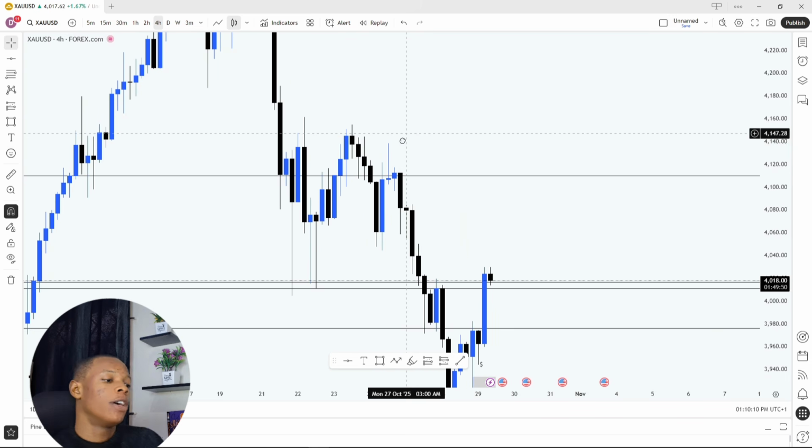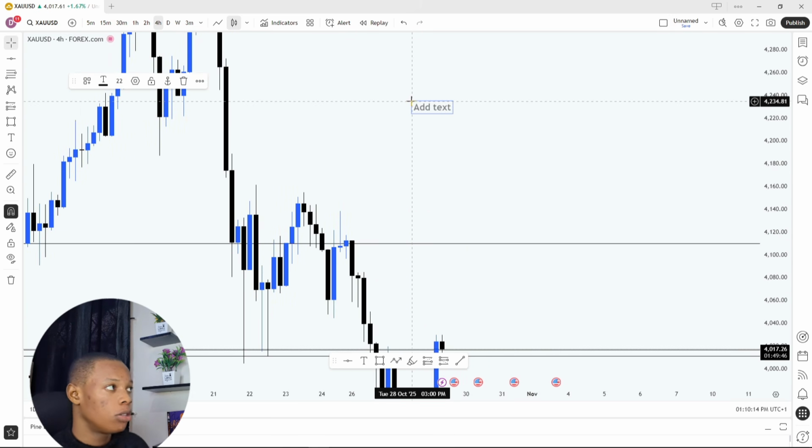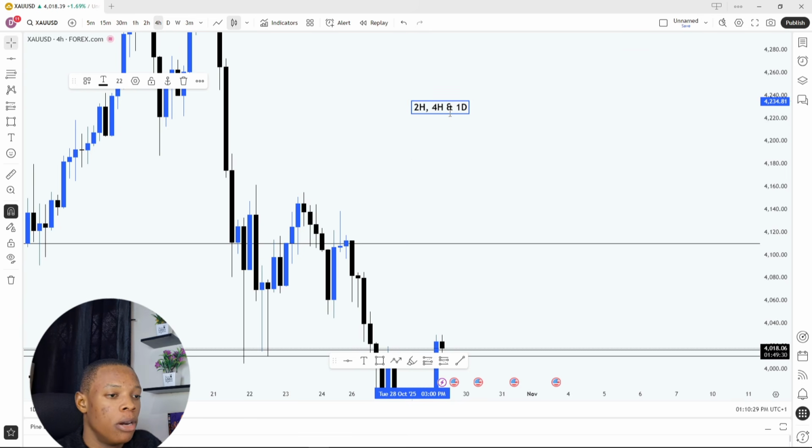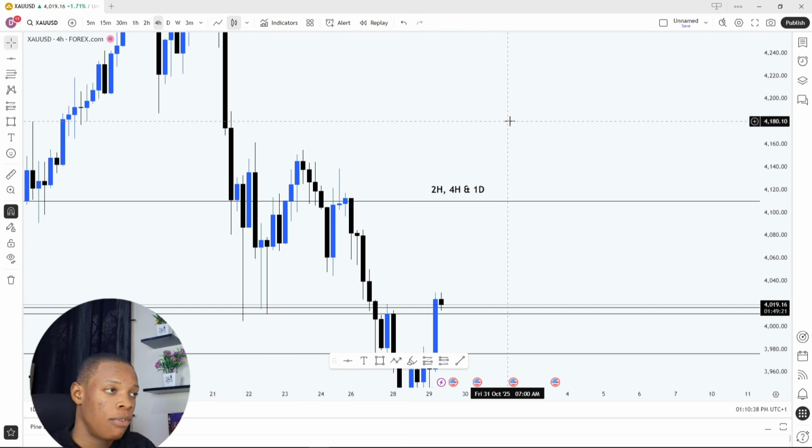Now, how do I trade this key level? First thing you want to know from me is the different higher time frames I use. The different higher time frames are my 2-hour, 4-hour, and the daily time frame. These are the time frames I use. I'm more of a day trader. If I were a scalper, I would use maybe a lower time frame, but I'm more of a day trader, so I use these time frames. If I were a swing trader, I would use different time frames.